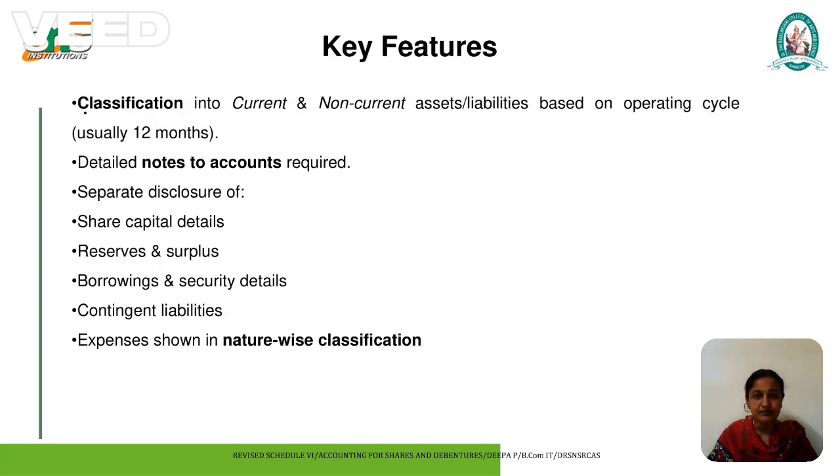Next is key features. Usually these financial statements are prepared for 12 months, for one financial year. There is separate disclosure of share capital, reserves and surplus, any borrowings or security details, and any contingent liabilities, and expenses like that. These items will be shown in nature-wise classification.